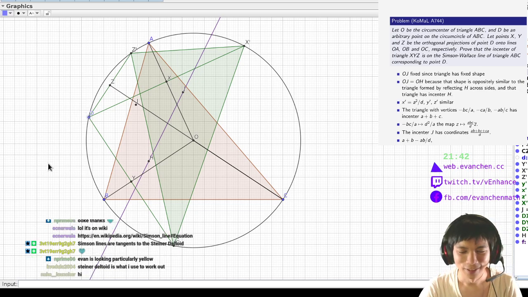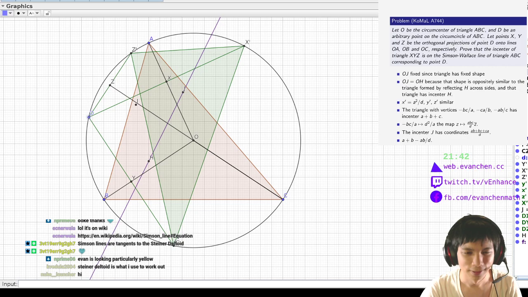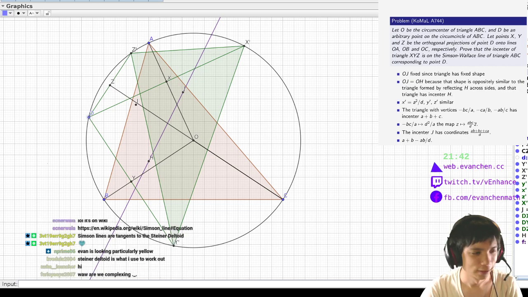Whatever. Okay. I'm supposed to check these are collinear. I keep putting it off. Are we complexing? Yes. I feel like I should know what the equation of the Simpson line is, and I don't, which makes me sad.